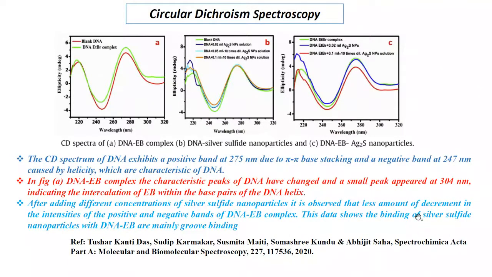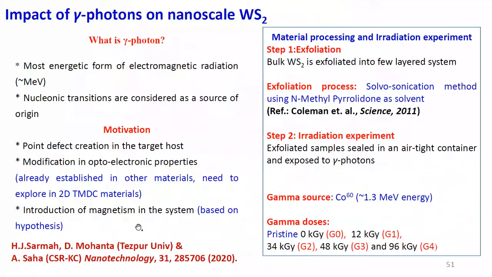So the silver sulfide goes and sits between the DNA, and there's obviously a change in their characteristics, which can have a positive or a negative effect, and the study of that itself is of very important relevance. This was a very interesting study done by some of our colleagues from Tezpur University, when they looked at the tungsten disulfide material. Their motivation was to create point defects and see what properties change. So they exfoliated the bulk tungsten disulfide into a few layer system.